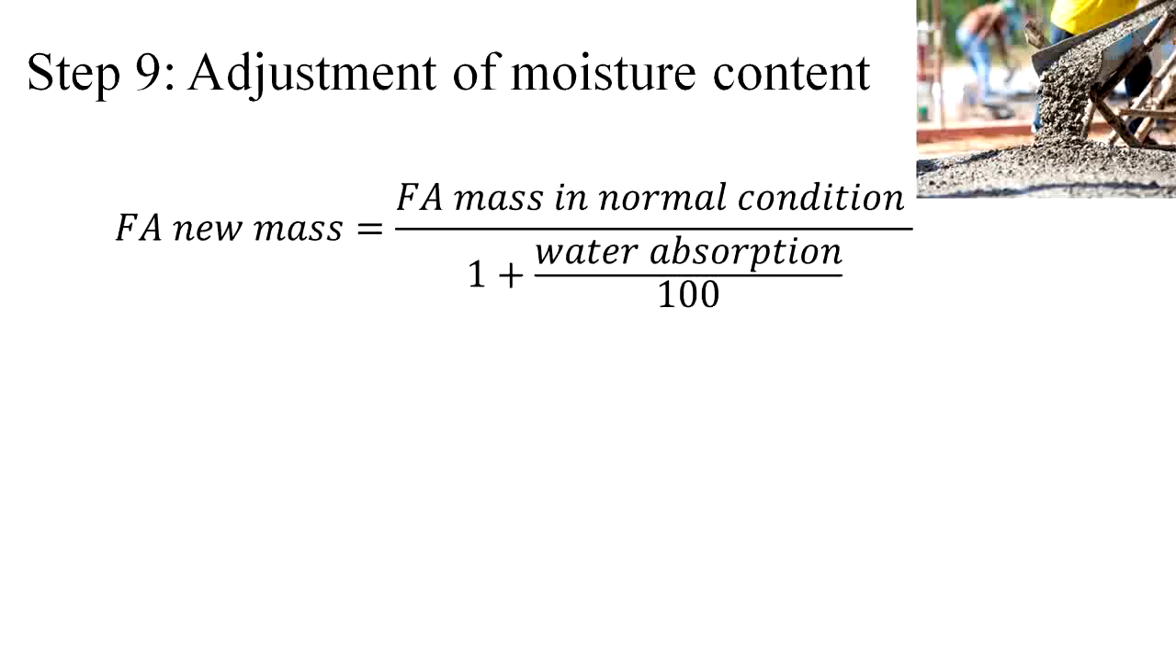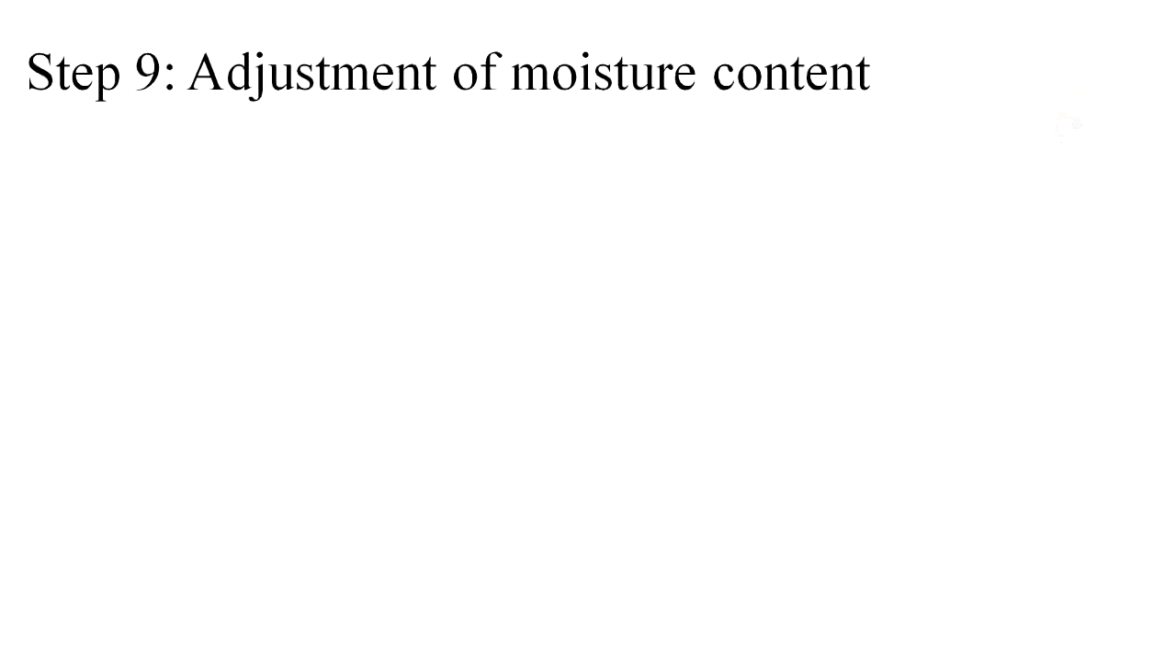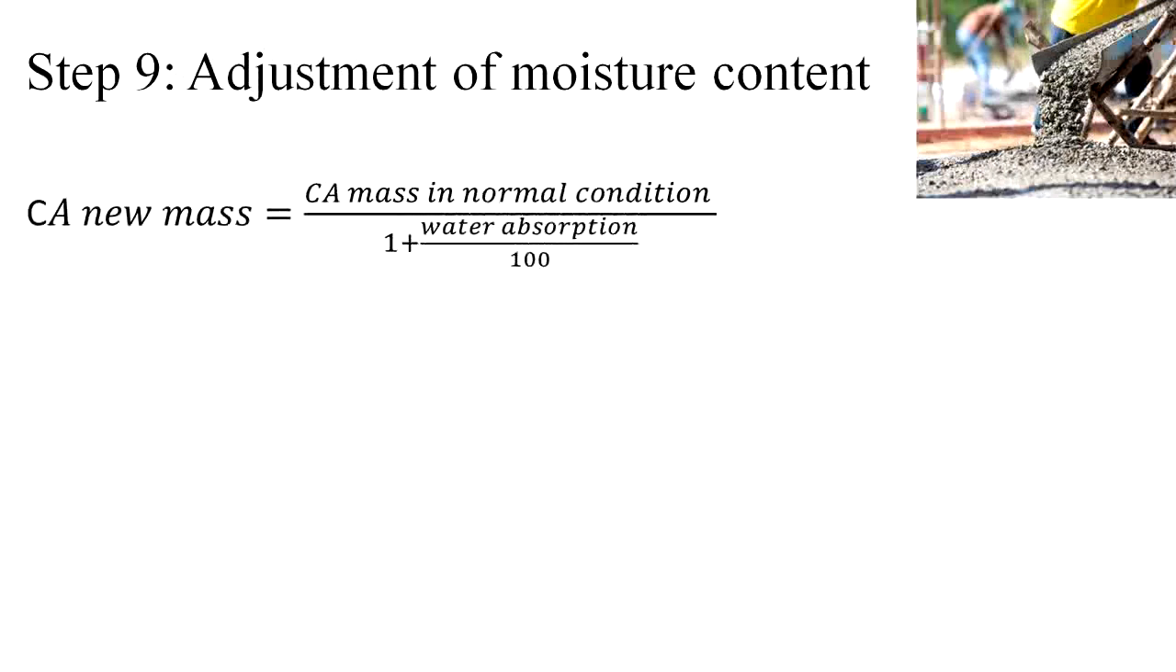So, for calculating the new mass for fine aggregate, the formula is fine aggregate mass in normal condition divided by 1 plus water absorption divided by 100. The mass of fine aggregate is already calculated as 716 and the water absorption for fine aggregate is already given in the problem. So, by solving it, we will get the value as 709 kg per meter cube. By subtracting this from the original value of fine aggregate, we come to the conclusion that 7 kg per meter cube of water is in excess for fine aggregate.